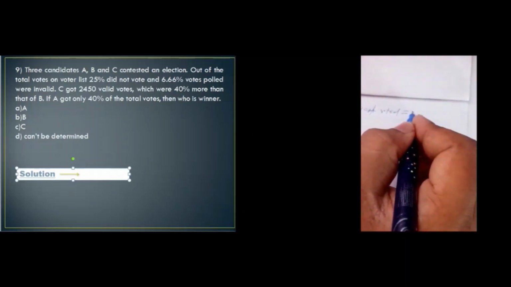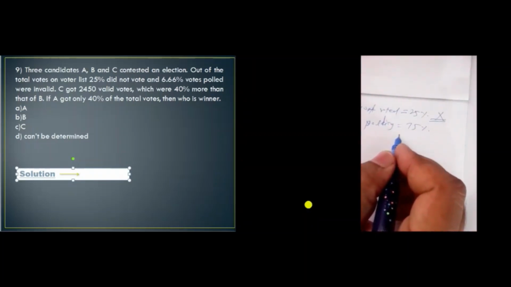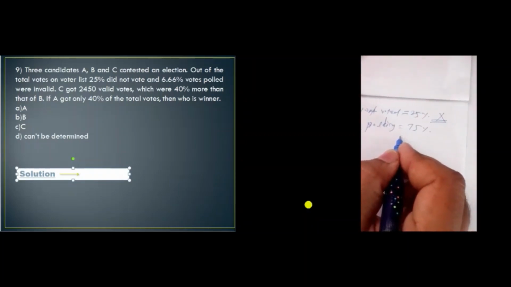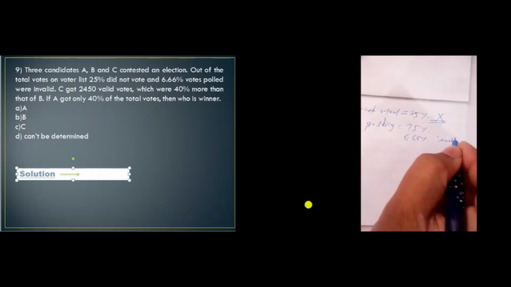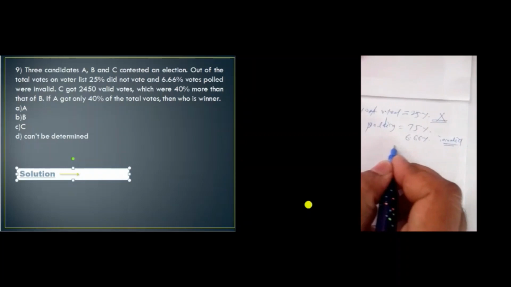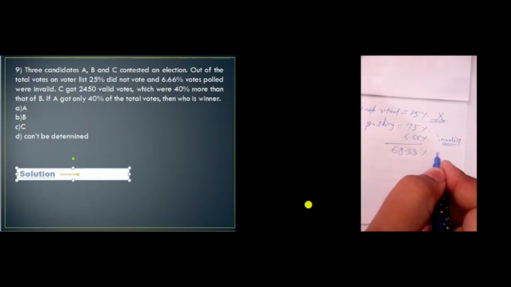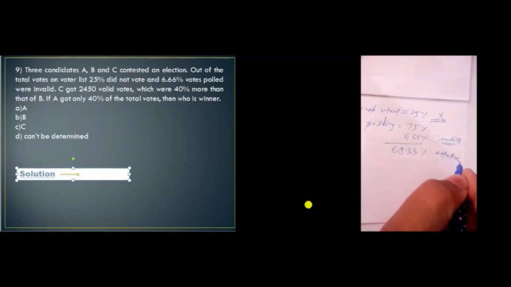Okay, so out of available voters, 25% voters have not voted at all. So effective polling is only 75%. Plus out of this, additionally 6.66% votes are invalid. So effective counting will come out as 68.33%. So these are the only effective votes which have been considered.